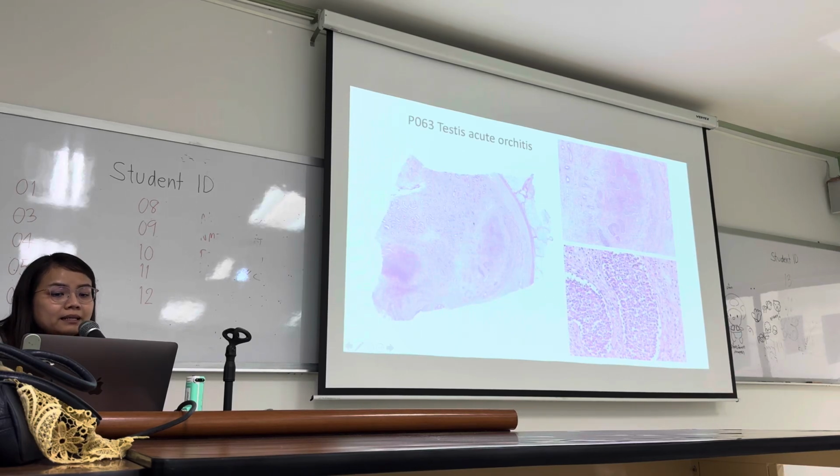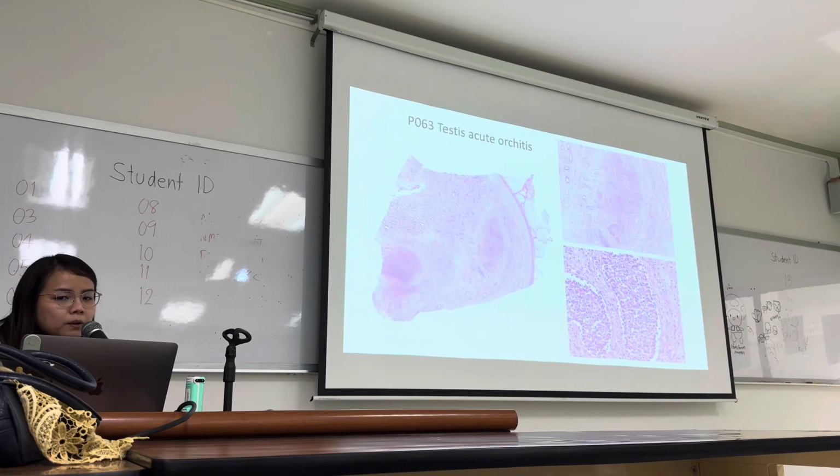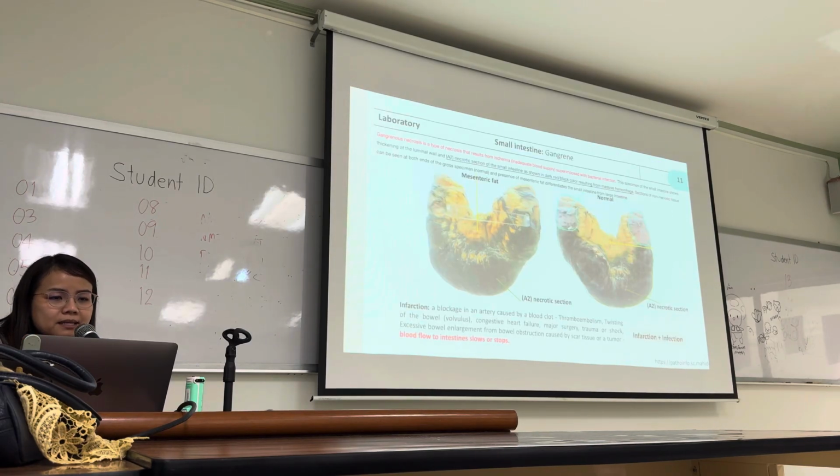So focus at the lowest magnification first. You can see the testis, and along here is the lesion. Focus closer and closer. You can see a darker color here. Maybe you see neutrophils. Oh, I'm so sorry, the nucleus. Where there are nuclei, maybe inflammatory cells infiltrate that area. That's why you look closer and closer. You will see whether they are maybe neutrophils or lymphocytes. Please check.